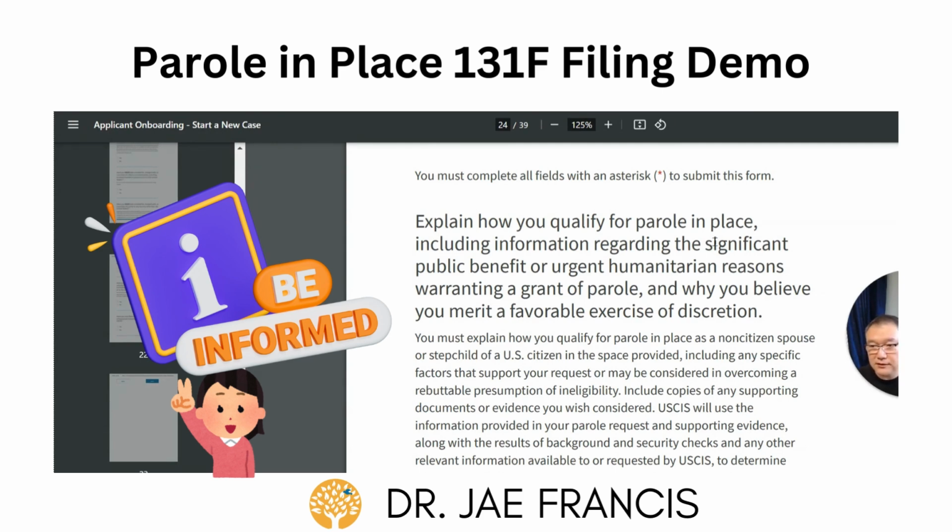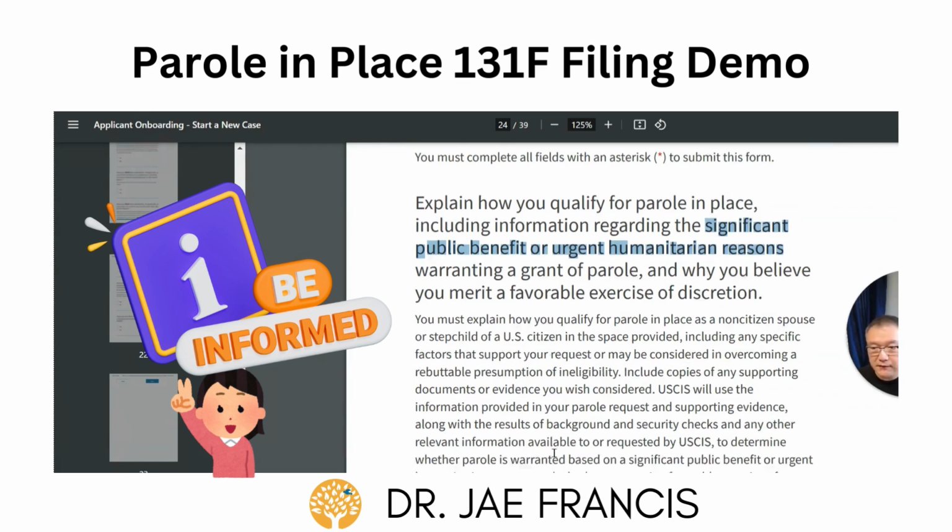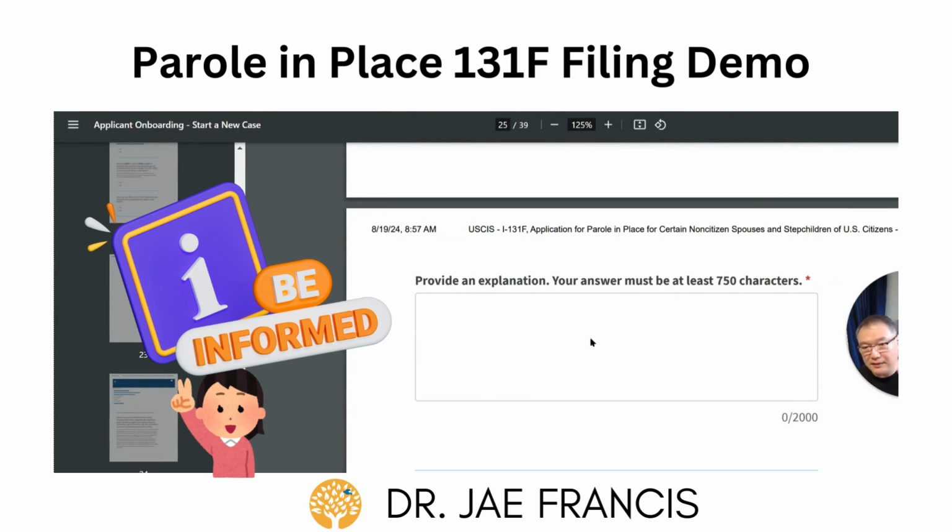As you can see, they're asking you to explain whether you have any urgent humanitarian reasons, or whether your case merits any significant public benefits. In this case, you need to type between 750 and 2,000 characters. Usually, a good explanation would be that you're the main breadwinner, your U.S. citizen spouse has a medical condition, or your U.S. citizen children have a medical condition. You don't have a criminal record. You've been working and filing tax returns. Those are some examples.